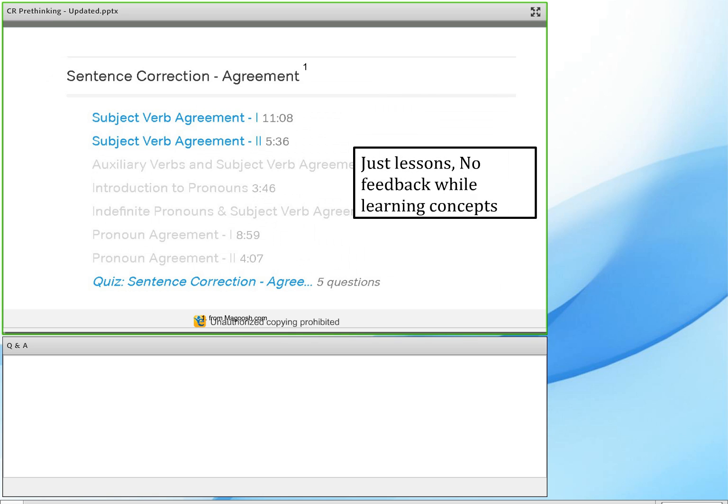Compare this to another popular course by Magoosh, and what you really see on the same topic, subject verb, is that it essentially reads like a book in an audiovisual format. There's very little feedback. The time that you see over here is the length of the video, not the amount of time you spent on this particular video.